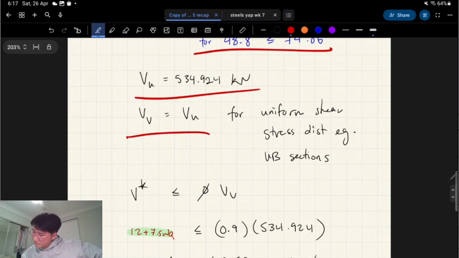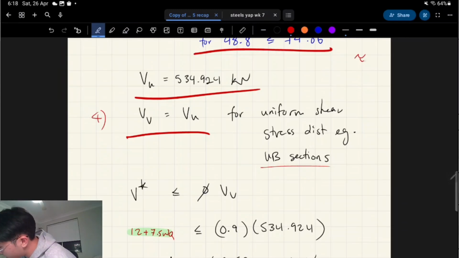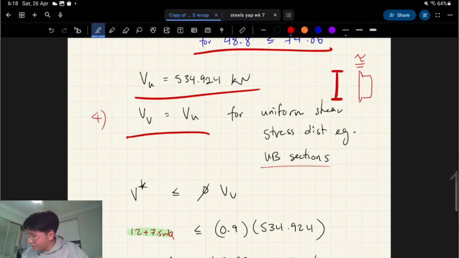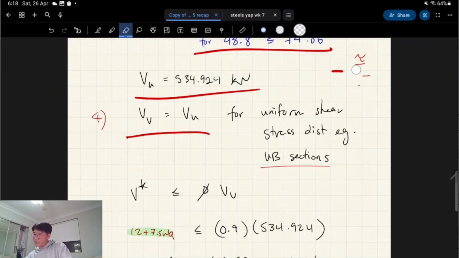The last step, VV is equal to VU, right? Basically, we say for our UB sections that it has a uniform shear stress distribution. What do I mean by that? It means that tau is going to look something like this for a UB. Basically, the web takes on the majority of the shear, that's that chunk there. What we're saying is that the max, which you can find at the neutral axis, over the average is going to be less than 1.1. That's the definition, but we just assume it for a universal beam, basically.